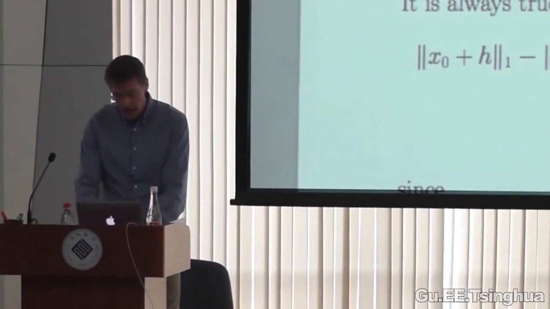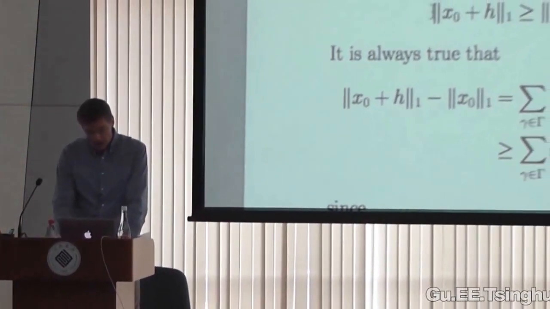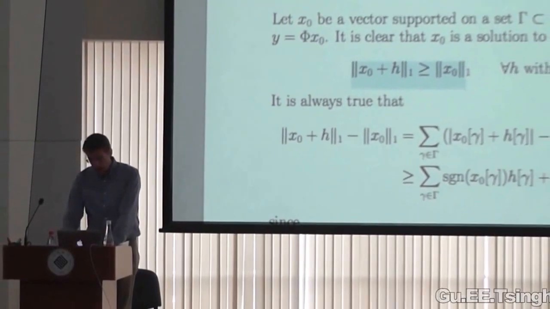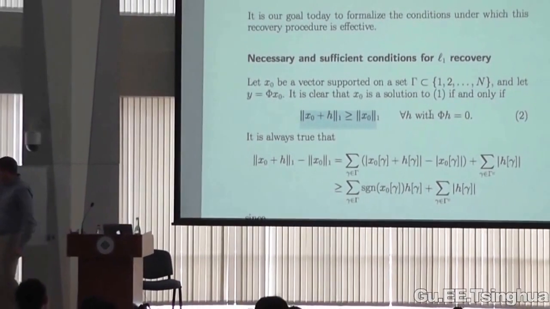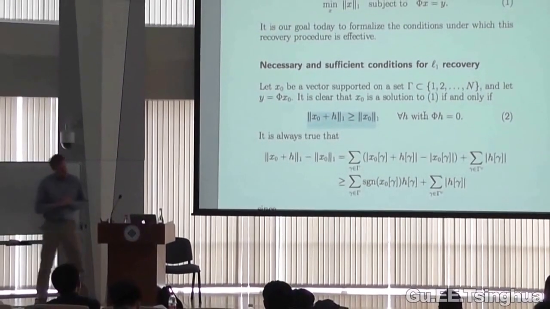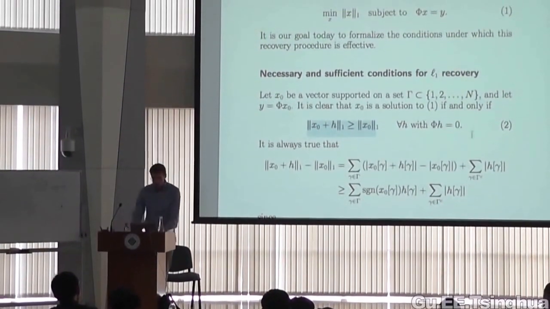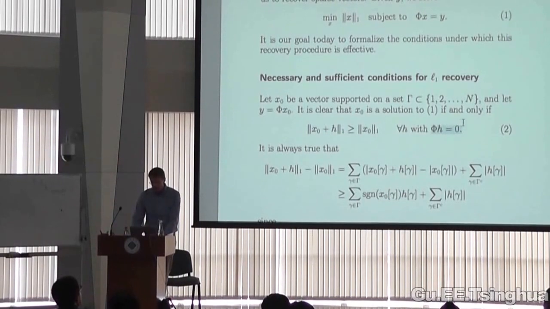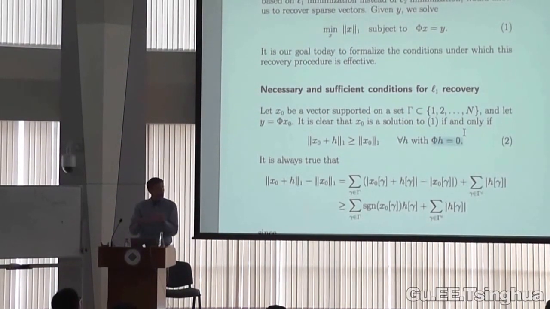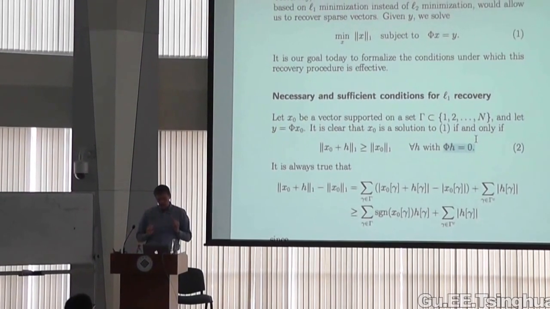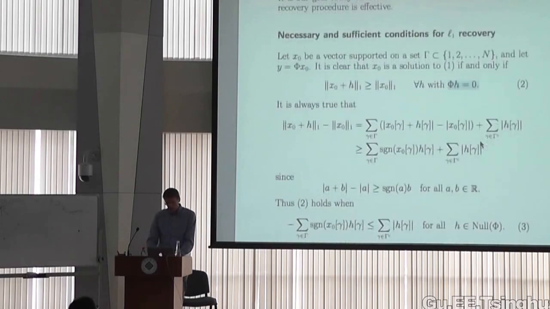So we always have this interplay between a geometrical notion, trying to see if I add something to x whether I can decrease the L1 norm, and the restriction that this vector I'm adding to x has to be in the null space of phi. It will underlie almost everything that we do today, these two things playing off against each other.